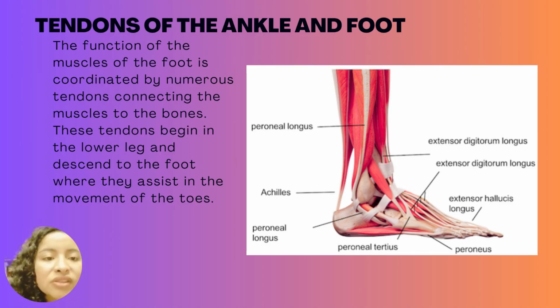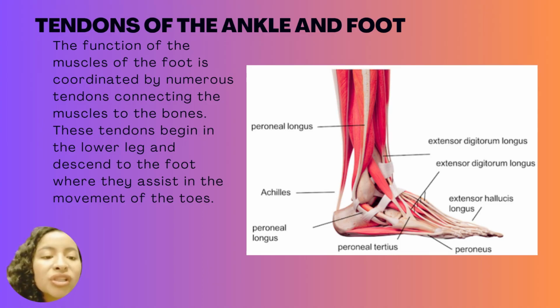Peroneal brevis, the short tendon, attaches to the fifth metatarsal bone of the foot, the little toe. Peroneal longus, the long tendon, runs under the foot and inserts to the first metatarsal bone of the foot. The extensor digitorum longus and extensor hallucis longus tendons are the continuation of the muscles carrying the same names and extend to the foot and toes.